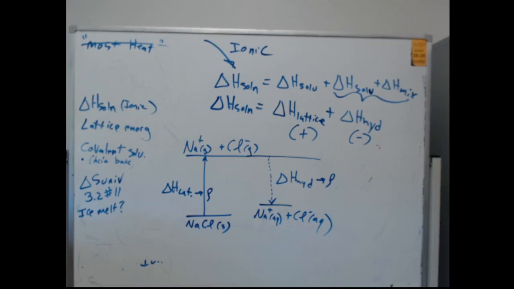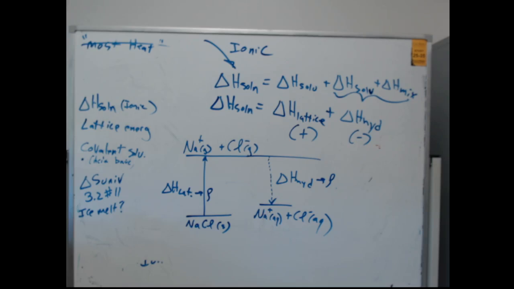Also, the ion dipole strength increases, right? That's the delta H of hydration. That ion pulls more water molecules towards it and gets more energy out of pulling molecules towards it. So that's going to make the delta H hydration a larger negative number.